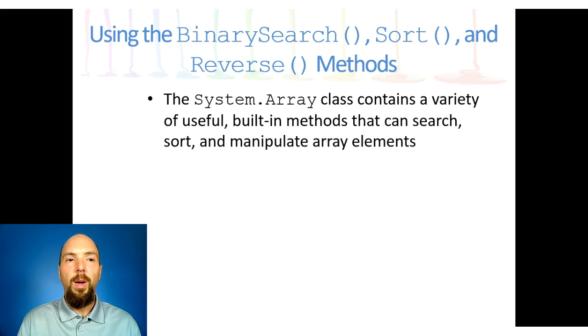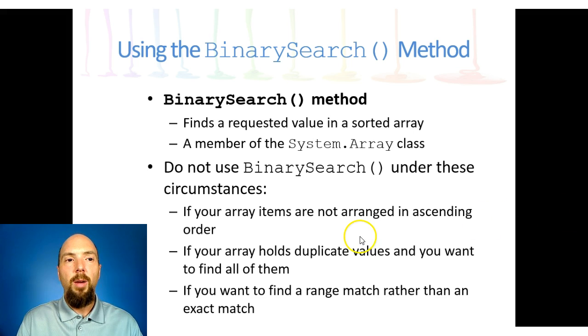Alright, so an array, like I said, is an object, so I can manipulate it. And we have a System.Array class that will allow us to perform other manipulations of our arrays. The most common one that we're going to use is a binary search. A binary search allows me to search through the array to see if something exists.